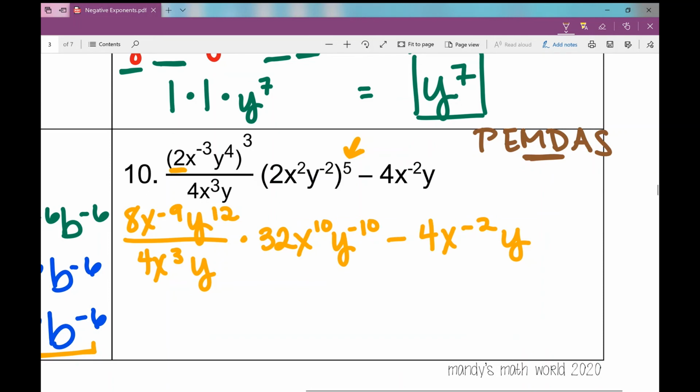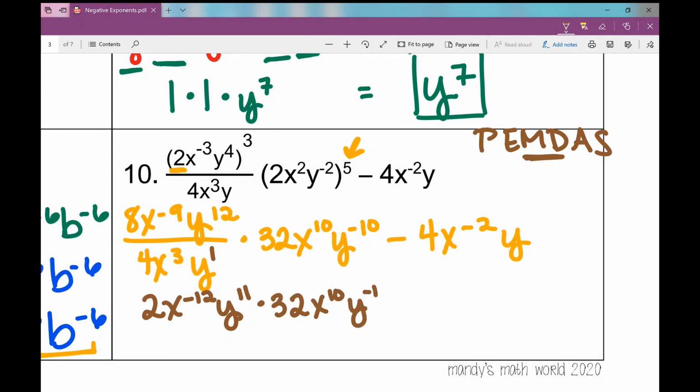So let's do that. So I'm going to apply my quotient rule. What is 8 divided by 4? It's 2. And then I can apply my quotient rule to the variables and their exponents. So negative 9 minus 3, what is that? Negative 12. Times y to the power of 12 minus, well, what is that? I don't have an exponent there. Well, can I put a 1 there? Sure. Y to the power of 12 minus 1 is y to the power of 11. And I'm just going to rewrite this because we're simplifying one little bit at a time.